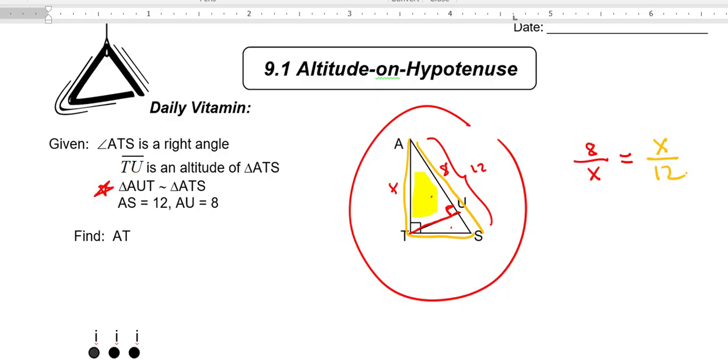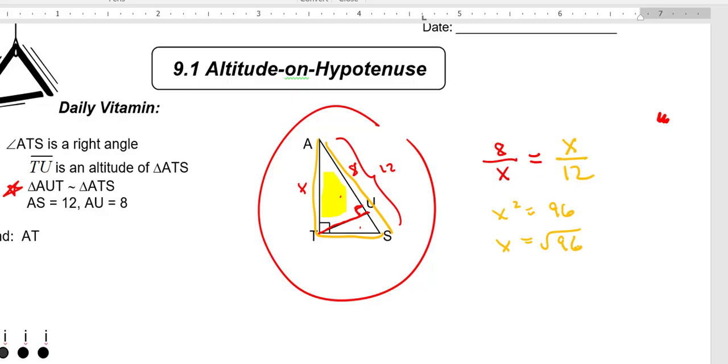And if you notice here, we've got a nice little proportion we can cross multiply and solve. So I get x squared is equal to 96, 8 times 12, and then x is equal to the square root of 96. So that's the answer to AT. Now, looking at the square root of 96, I can simplify this. I know it's going to be 4 root 6. And I'm going to review how we got from here to here down below.